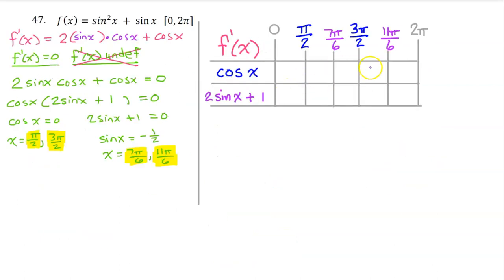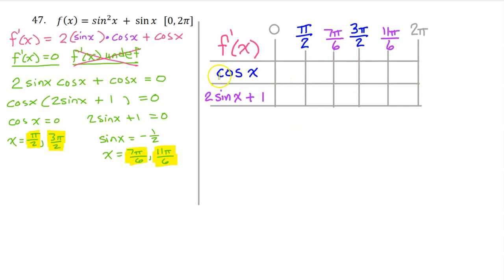When you make your sign chart, make sure you label it as f prime. For this problem, we are limited to the interval from 0 to 2 pi, so that will be the beginning and the end of the number line. Also, because we have 2 factors, cosine x and 2 sine x plus 1, we will need 2 rows on this sign chart. Next, we need to decide whether these factors are positive or negative in each interval.